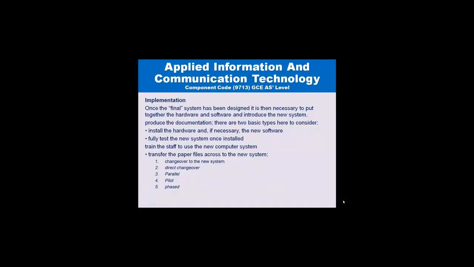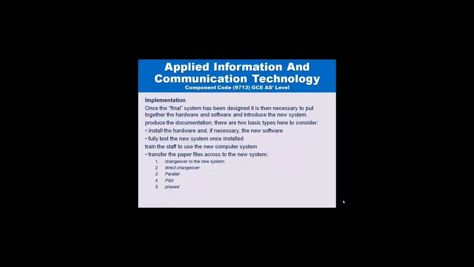Now the implementation phase. This is basically the final step, which the analysts or the programmers do collectively. The system has been designed, and it is then necessary to put together the hardware and software and introduce the new system.